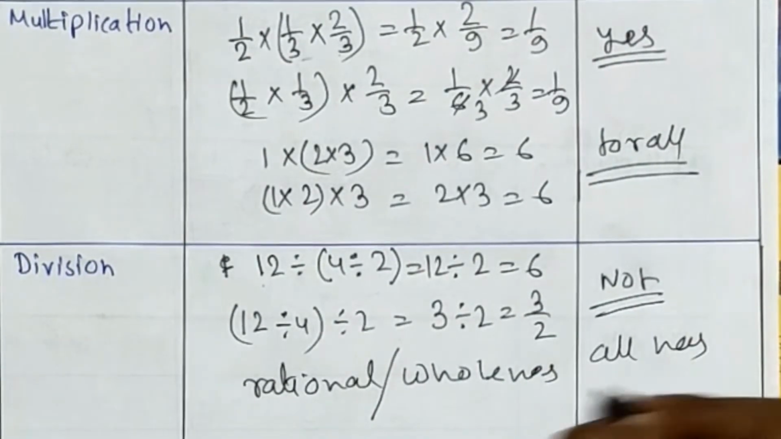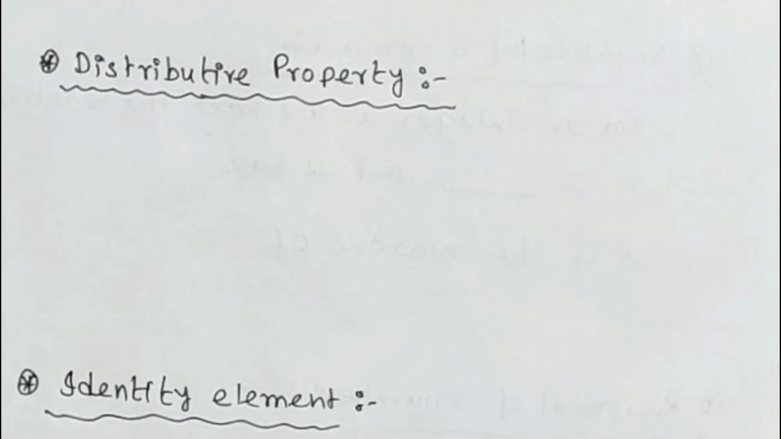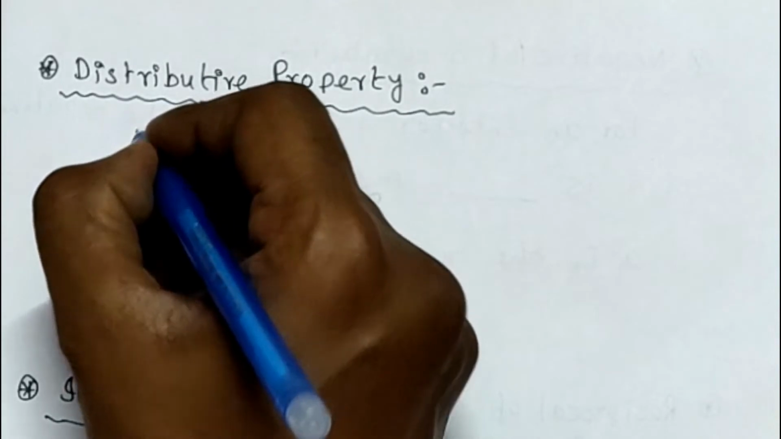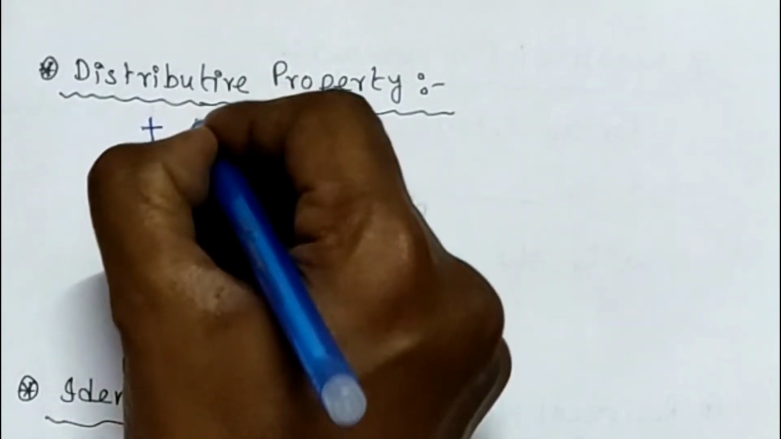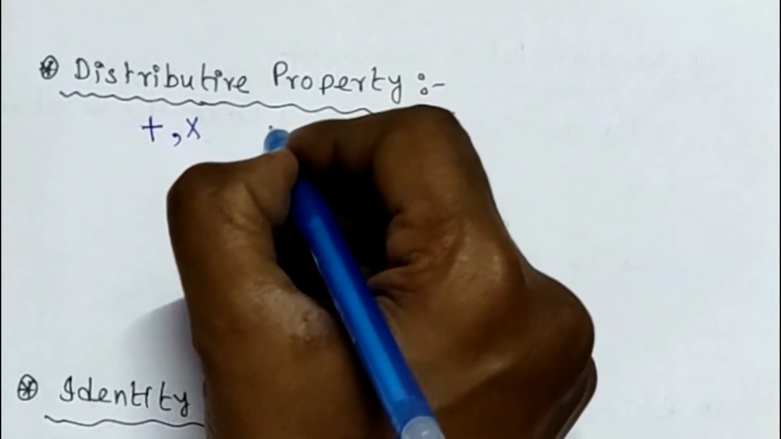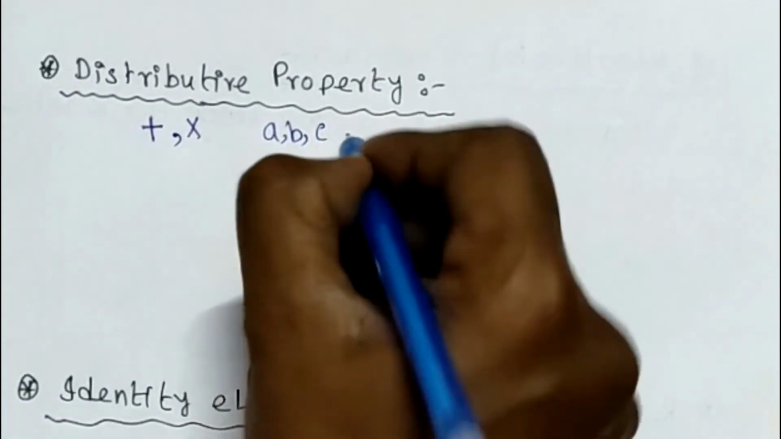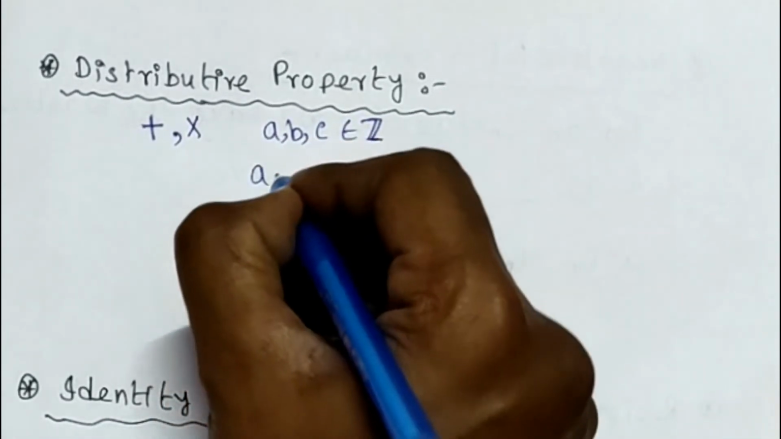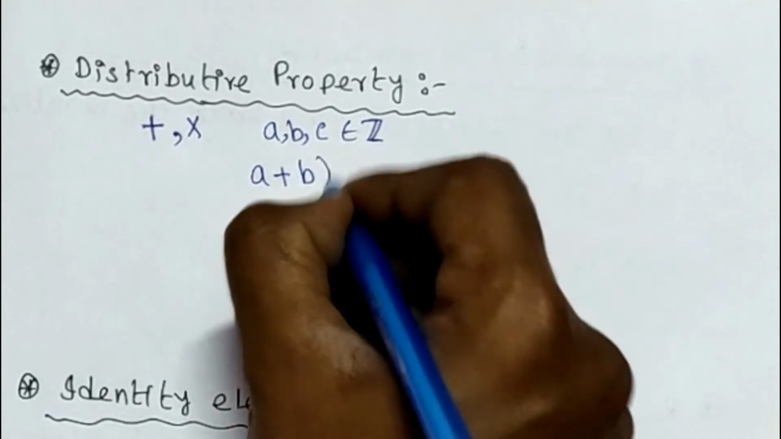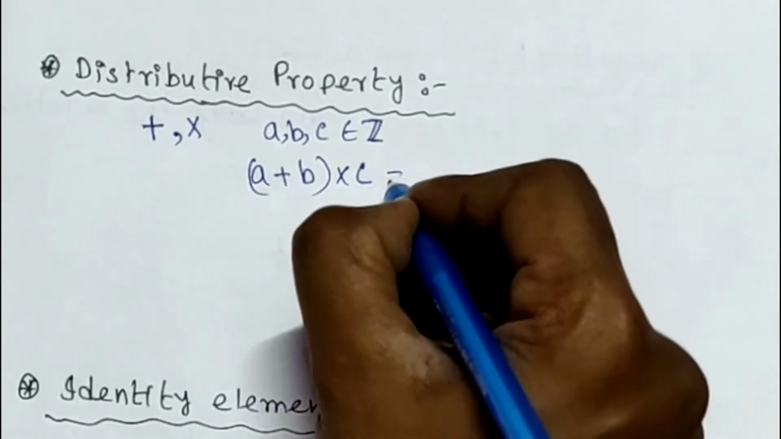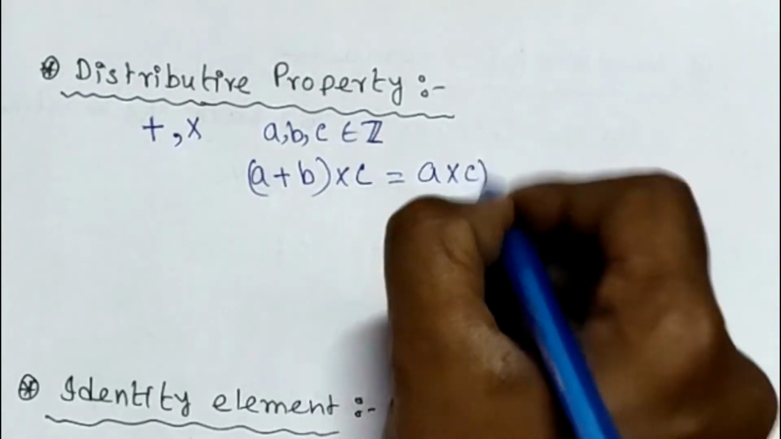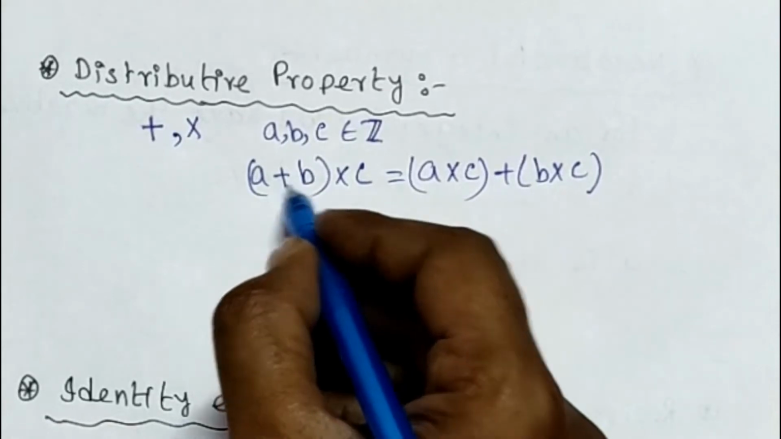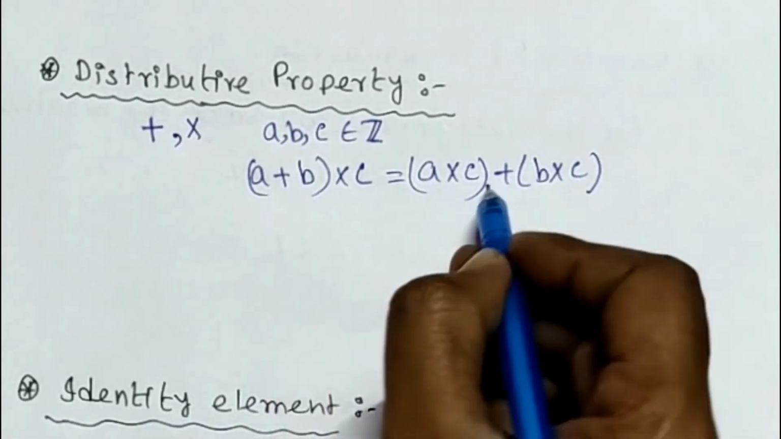All the numbers. Okay. Let's move on to another important property, which is known as distributive property. Suppose there are two operations, addition and multiplication. Suppose there are three numbers a, b, c, say integers. This is the symbol of integers. Now if a plus b into c is equal to a into c plus b into c, then we say that multiplication is distributed over addition.